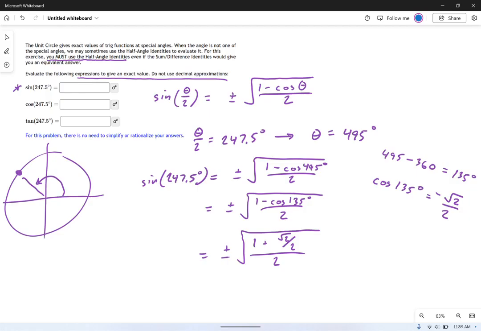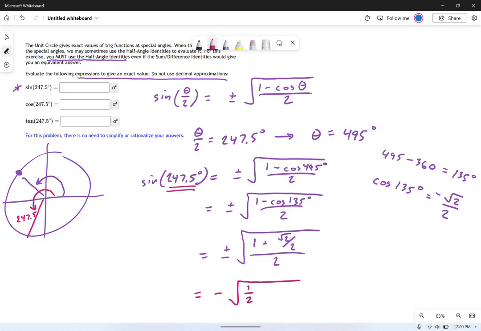I want to talk about this plus or minus right here, because that needs to be addressed. This guy is the source of so many mistakes when dealing with the half-angle identity. The way we determine whether we use plus or minus is by looking at the angle in question. It's not 135 degrees. That's not the angle I care about. This is the angle I care about, 247.5. Where is that? It's more than 180 but less than 270, so it's somewhere in quadrant 3. And that means this is going to be a negative answer.